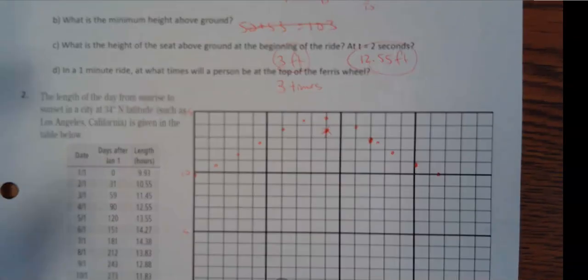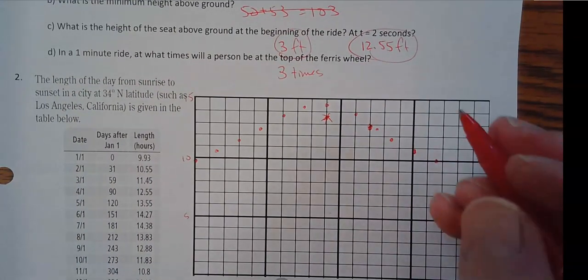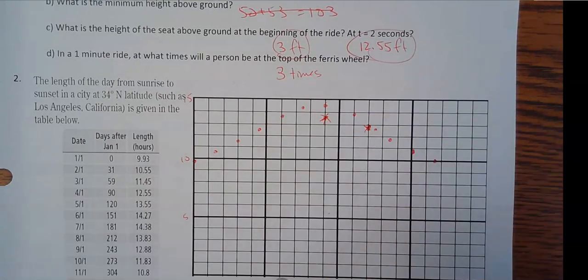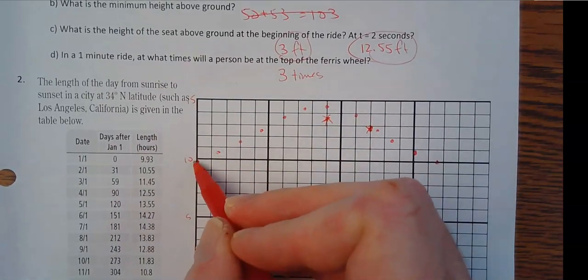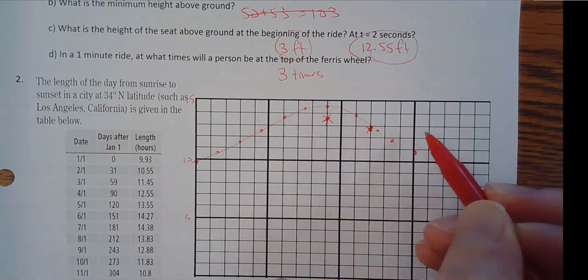I had some mistakes when I was plotting. I got distracted a few times. So I think this is out. I think that's out. But it should make something like this. It's kind of got a curve to it.